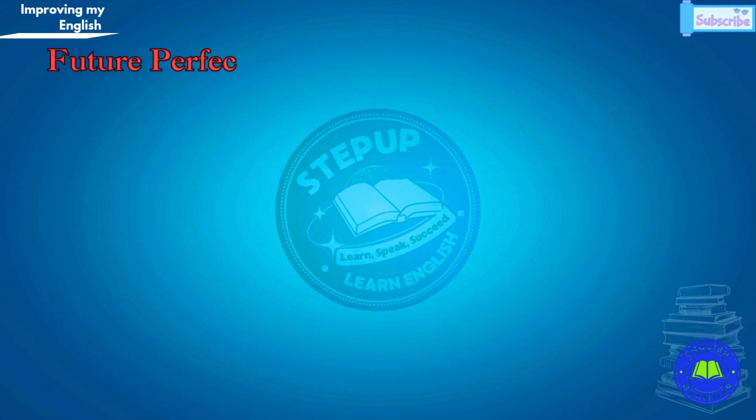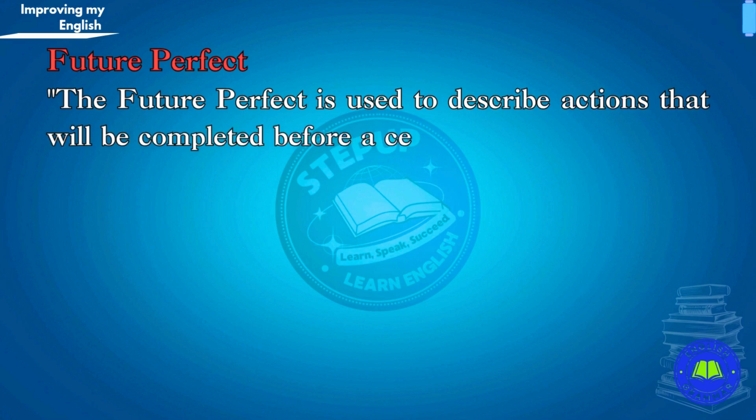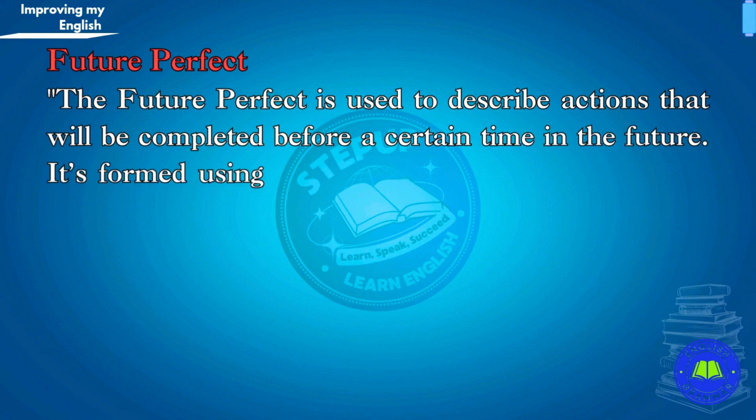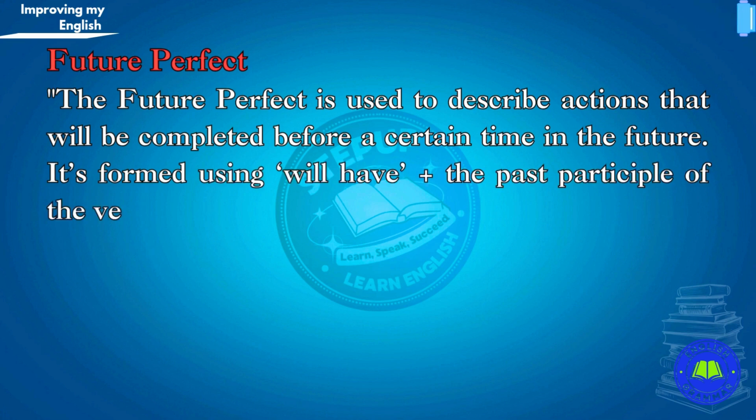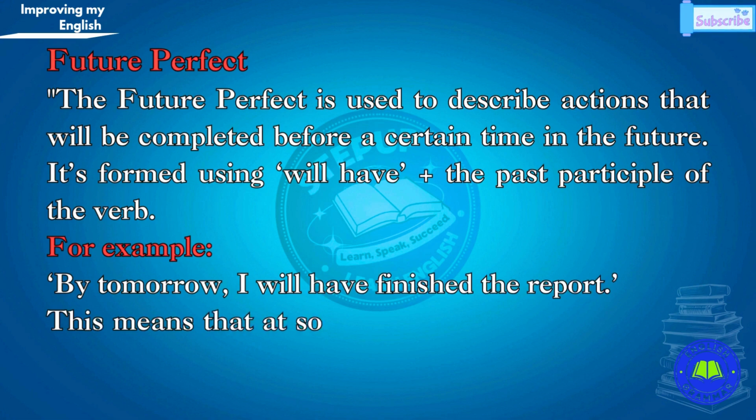Future perfect. The future perfect is used to describe actions that will be completed before a certain time in the future. It's formed using will have plus the past participle of the verb. For example, by tomorrow, I will have finished the report. This means that at some point before tomorrow, the report will be done.